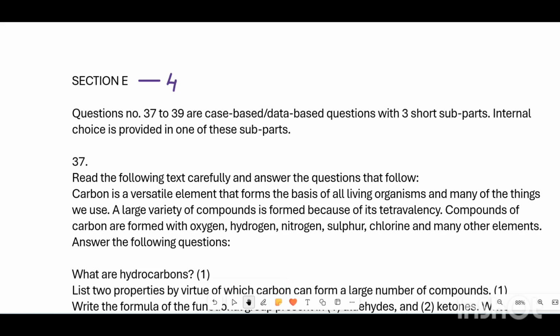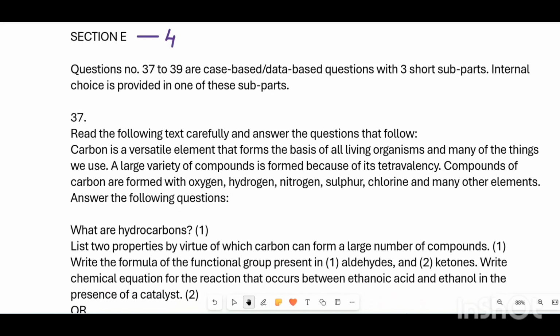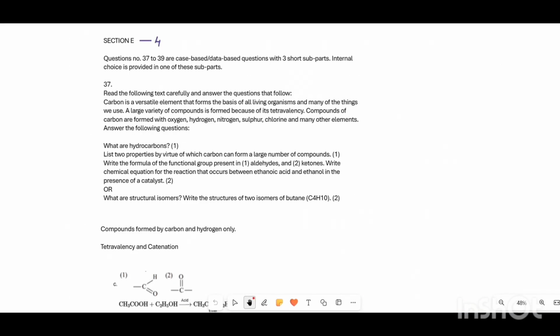First two will have one mark, and the last one will have 2 marks. And related questions they will ask. So here it's given a small paragraph. Carbon is a versatile element that forms the basis of all living organisms. And many of the things we use, a large variety of compounds is formed because of its tetravalency. Compounds of carbon are formed with oxygen, hydrogen, nitrogen, sulfur, chlorine, and many other elements.